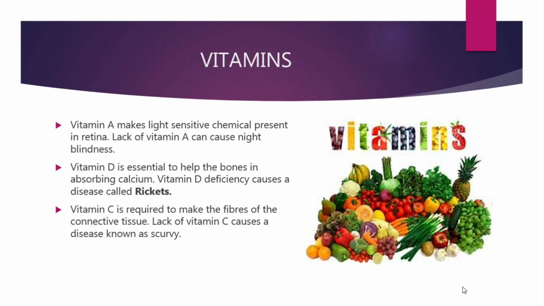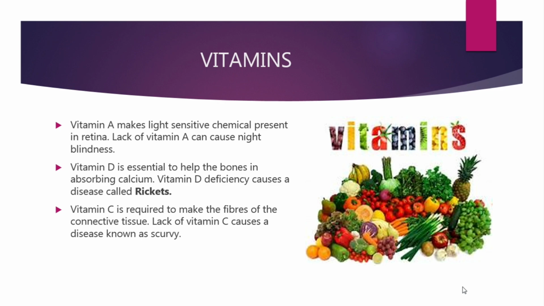And the next vitamin is vitamin D, which is essential to help the bones absorb calcium. So vitamin D deficiency can cause a disease called rickets, in which your bones soften up and change their shape. Vitamin D can be easily regained by sitting in the sunlight or eating a healthy diet like meat.